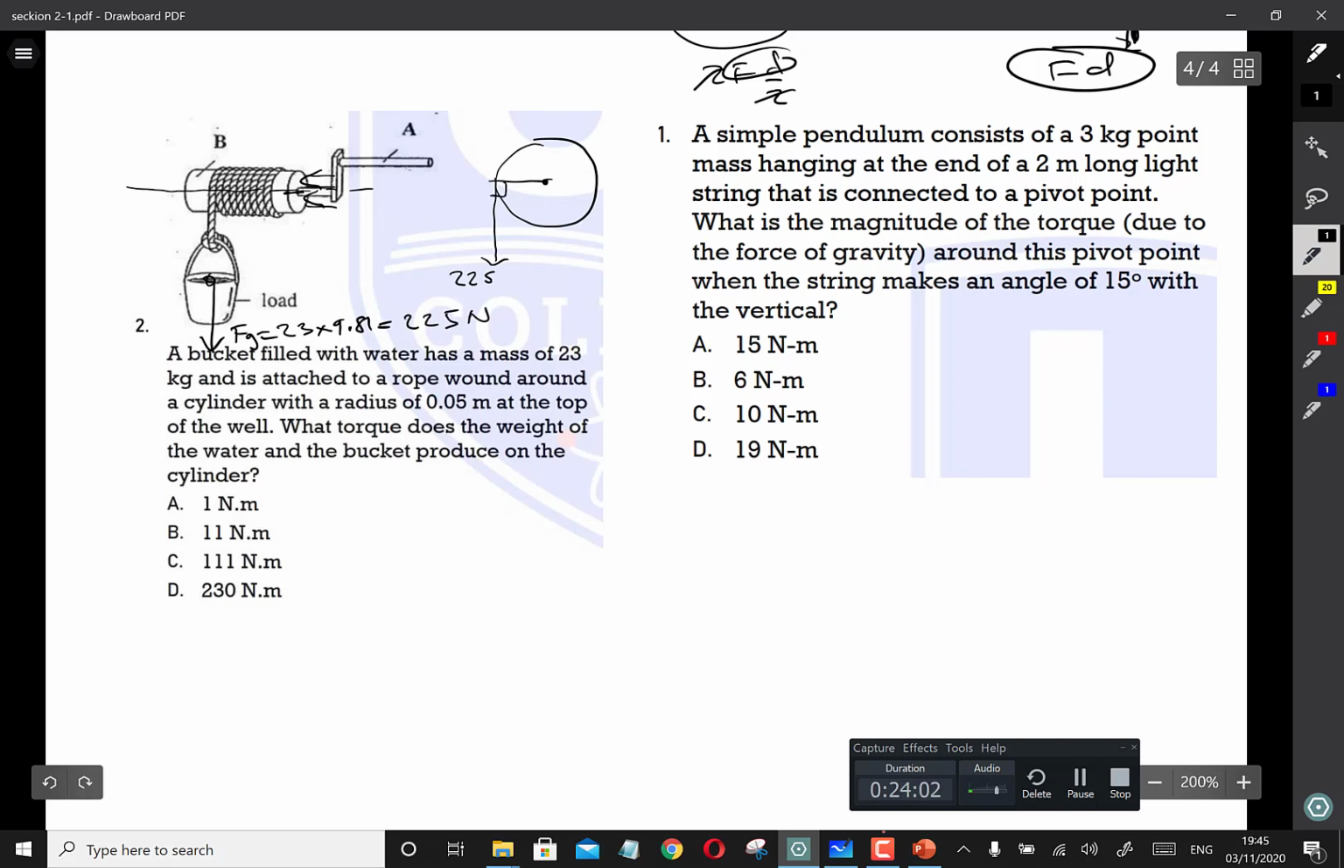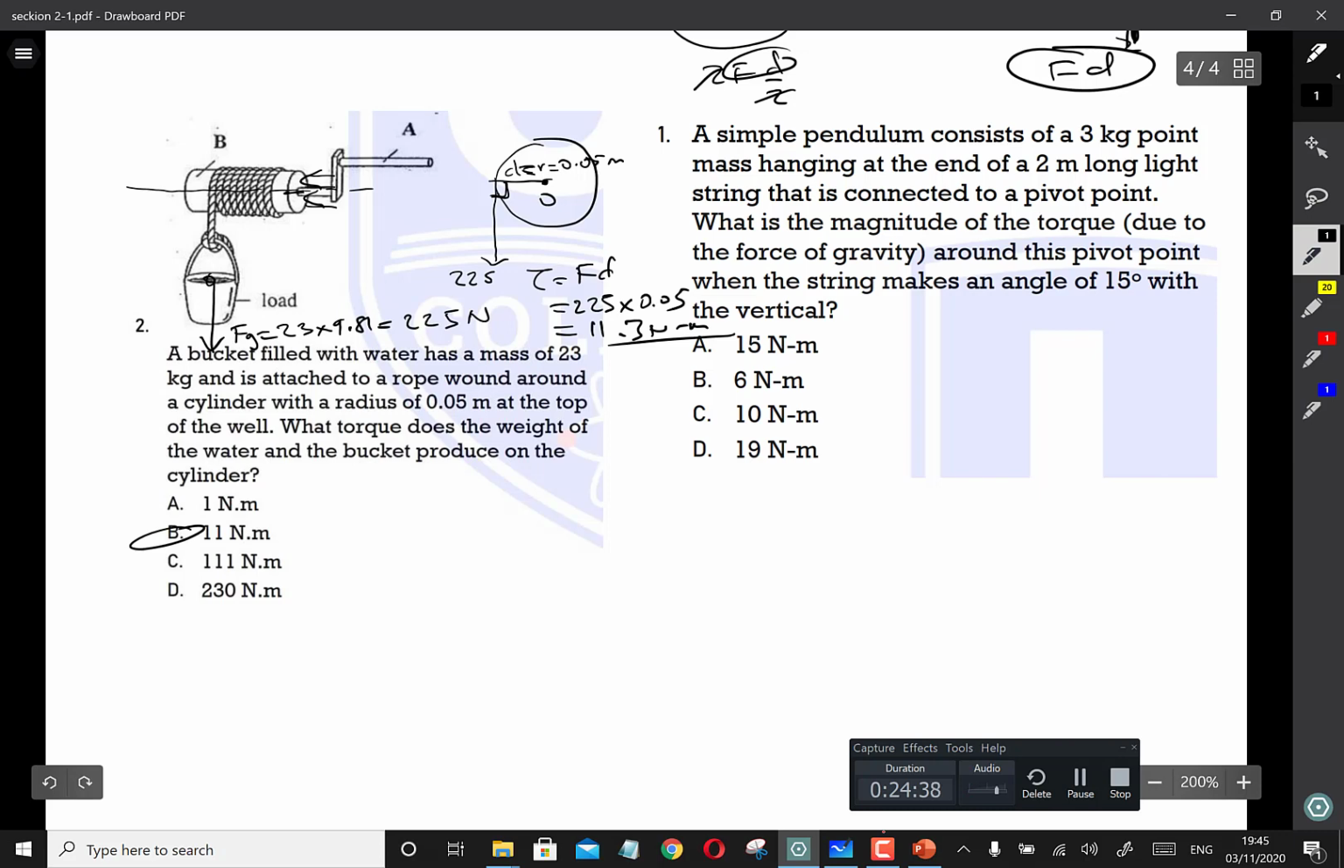So the radius is going to be the distance to the axis of rotation, which is equal to 0.05. The radius is given, 0.05 meters. Then calculate the torque. Torque is equal to F times d, because the angle is 90 degrees, so no need to write it. F is 225 multiplied by distance 0.05. Let's do it. So torque is going to be 11.3 newton meters. Torque produced will be almost 11.